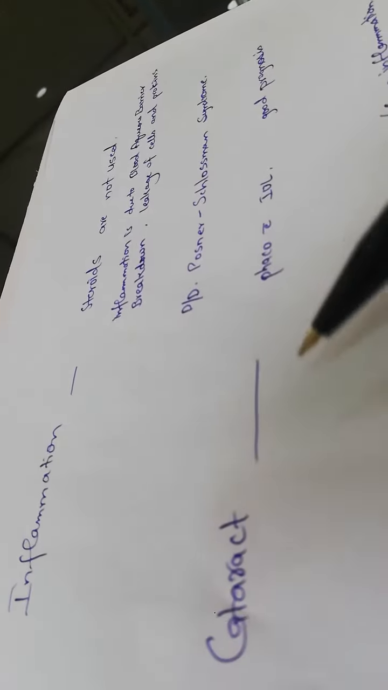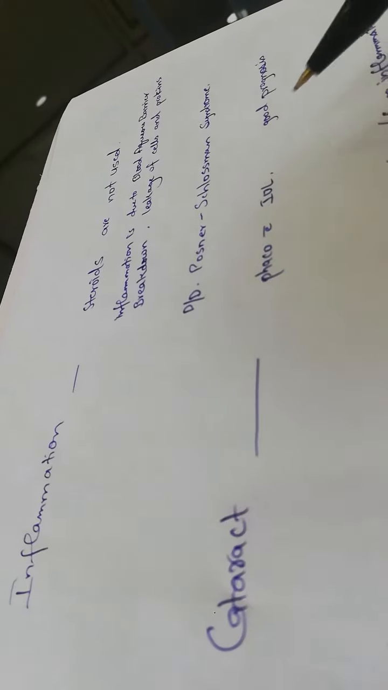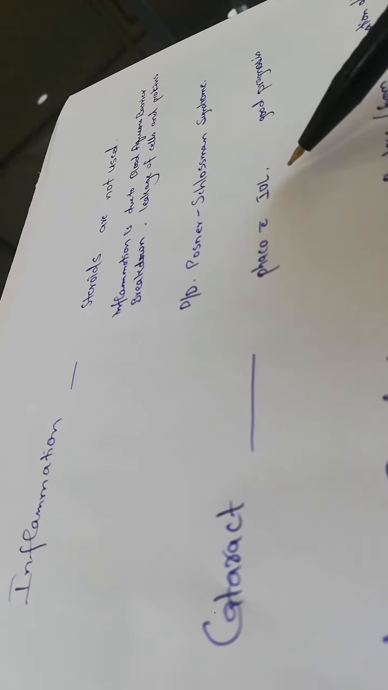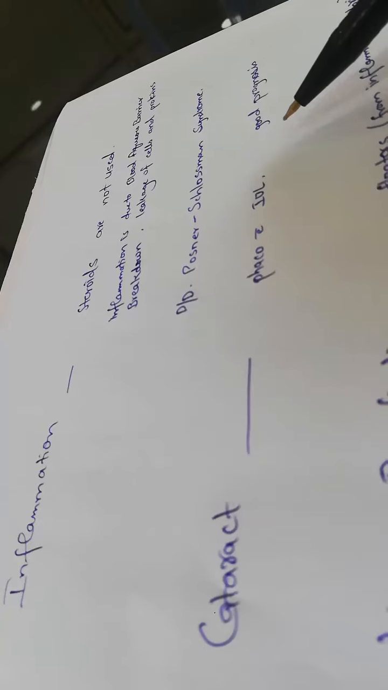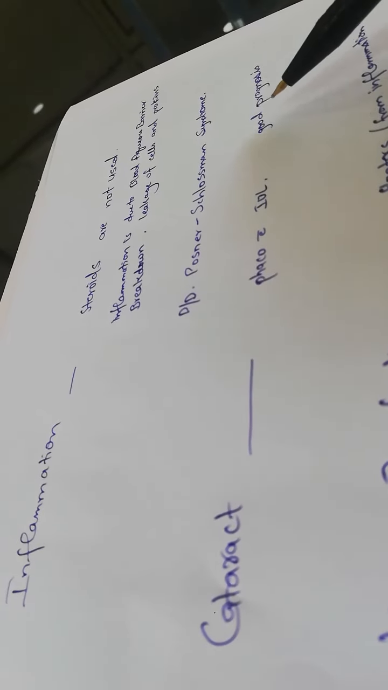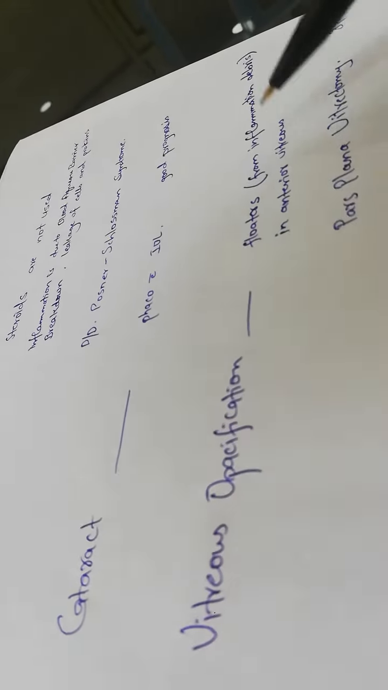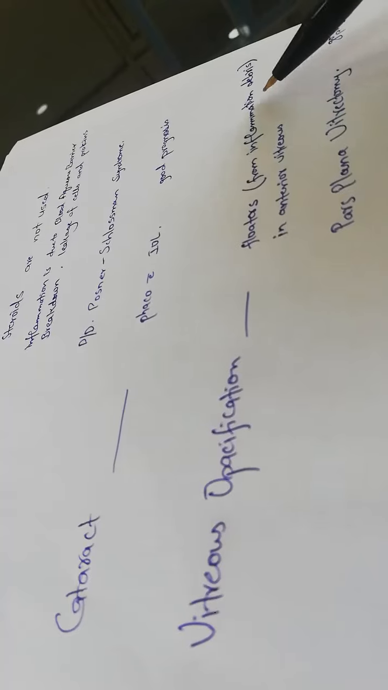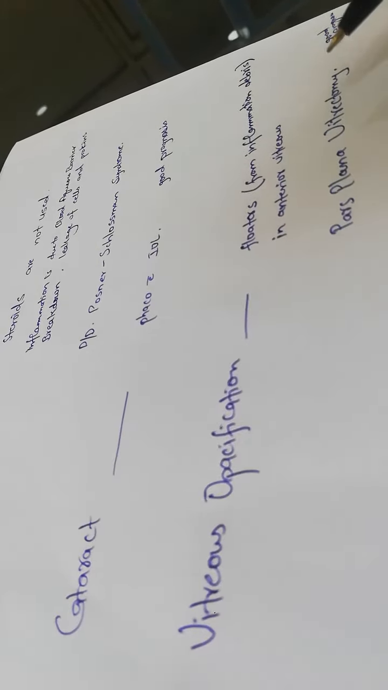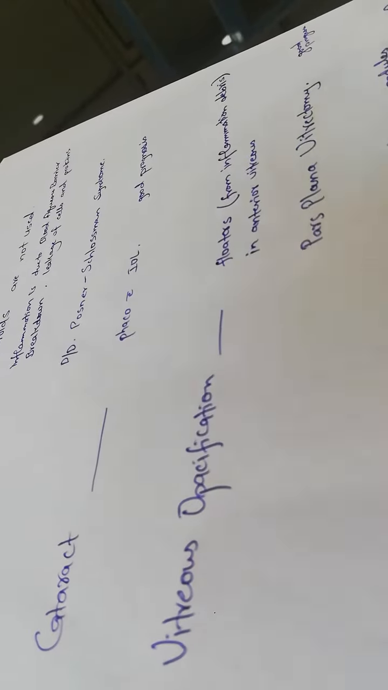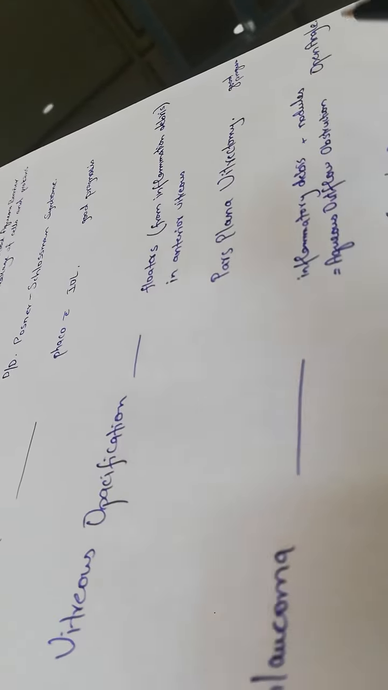Then we have cataract, and for cataract the easy answer is that we can do phacoemulsification. Phacoemulsification with intraocular lens implant really gives a good prognosis. Then for vitreous opacification, if the floaters are seen in front of the eye and they are really disturbing the vision, we can do pars plana vitrectomy. It also has a good prognosis.